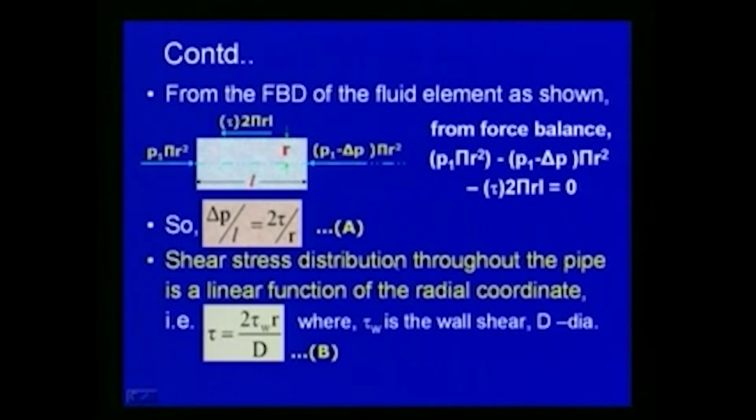Now the shear stress distribution throughout the pipe is a linear function of the radial coordinate. If we consider this fluid element, the shear stress at this location is tau. So, tau by r is equal to tau w by d by 2, where tau w is the wall shear, or we can write tau is equal to 2 into tau w into small r by d, where d is the diameter of the pipe and r is the radius of the fluid element. So, tau is equal to 2 into tau w into r by d, where tau w is the wall shear.